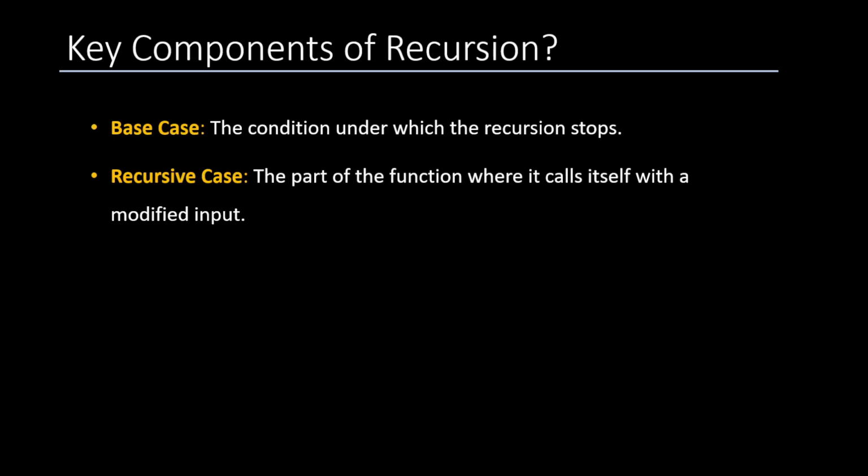To solve a problem using recursion, you need two parts: a base case and a recursive case. The base case is the condition that stops the recursion. The recursive case is where the function continues to call itself, but with a smaller or simpler input, moving the problem closer to the base case with each call.